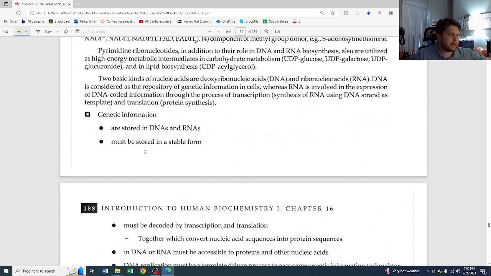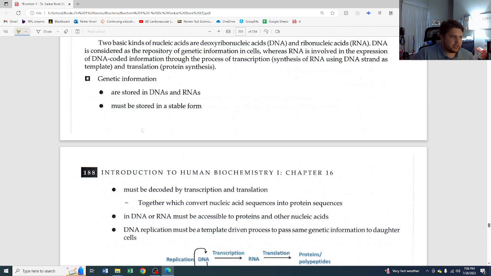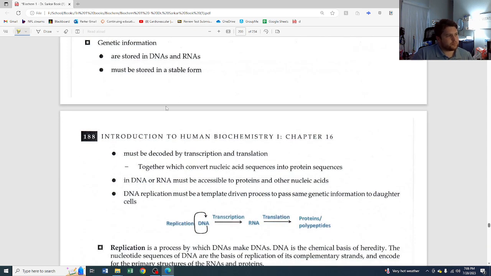Okay, so our genetic information is stored in DNA and RNA, and it must be stored in a stable form. If we think back to cells and tissues, when we were talking about the stable form of DNA, there was a couple of different things that we talked about. We'll get into this a little bit later on as well, but the DNA is in the double helix form, and it specifically is a right-handed helix because that is the most stable form.